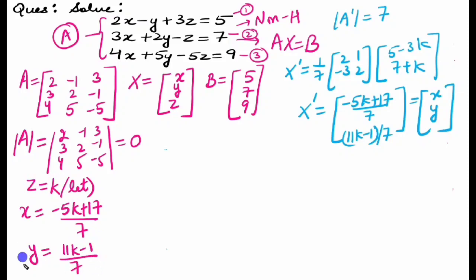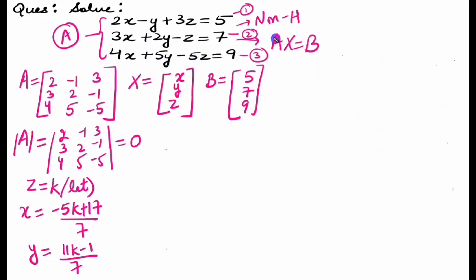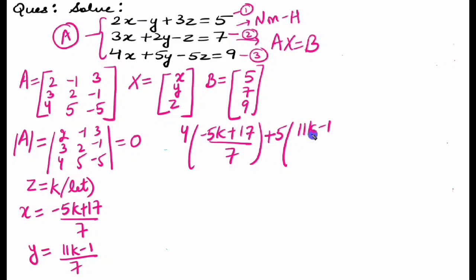तो यहाँ पर k की टर्म्स में हमने x, y and z तीनों वेरिएबल्स की वैल्यूज फाइंड आउट कर ली। Now what we have to do is, इन तीनों वेरिएबल्स की वैल्यू हम लोग थर्ड इक्वेशन में पुट करने वाले हैं। This equation 3 will become 4 into minus 5k plus 17 divided by 7. We are putting the values of x, y and z in equation number 3. This will be 5 into y, which is 11k minus 1 divided by 7, and this will come out to be like this. So now we will be solving this whole expression.